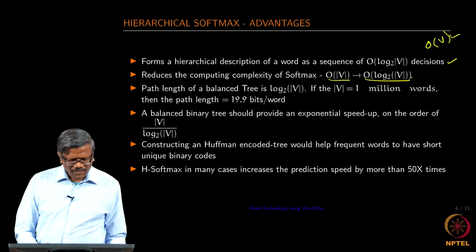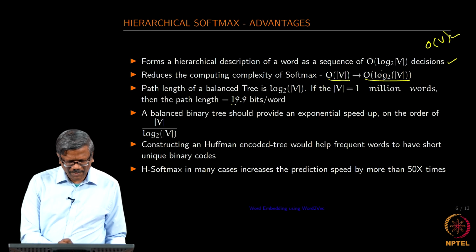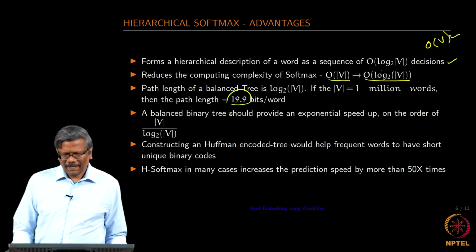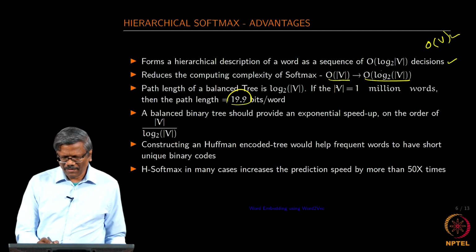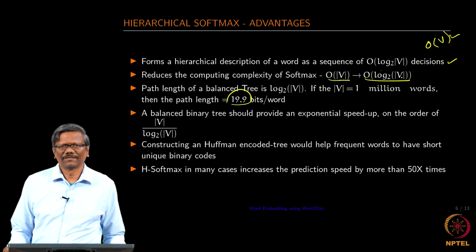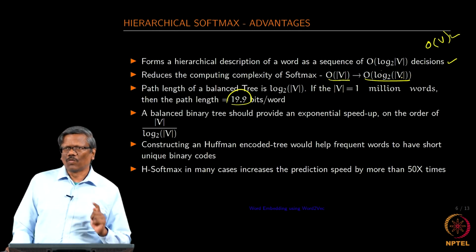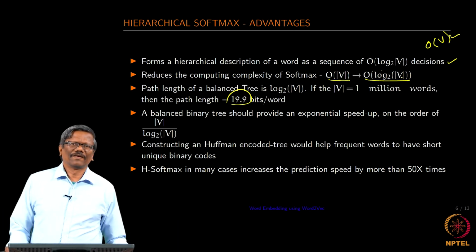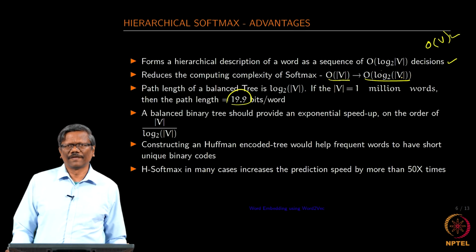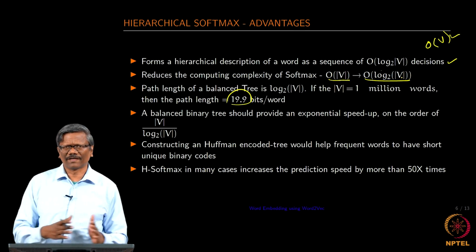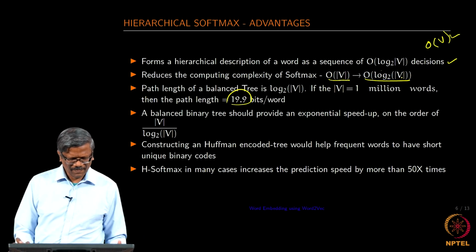Okay. The path length is going to be 19.9 for a 1 million word vocabulary. Okay. And if you look at the order, instead of 1 million there, it is going to be 19.9, because we are going to be computing only one word at a time and not the probability of the entire vocabulary. Okay. So, that is where the computation complexity comes down drastically.